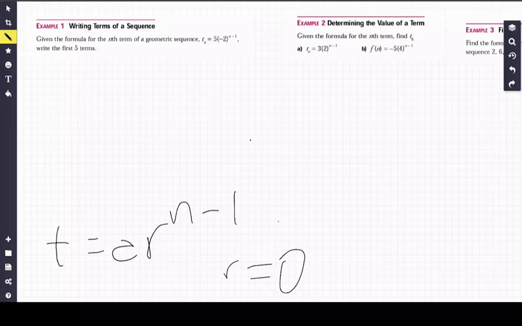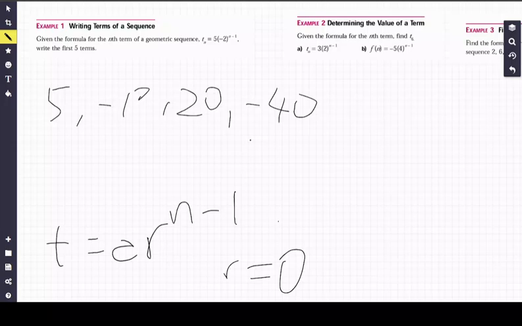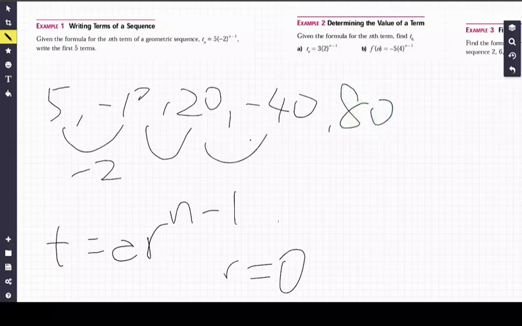Our second term is going to be 5 times negative 2 to the 2 minus 1, which is 1. So 5 times negative 2 is negative 10. And then we're going to alternate again. So the final answer you should have is 5, negative 10, positive 20, and negative 40. The formula works perfectly for this, because our common ratio is always negative 2. We multiply 5 by negative 2 to get negative 10, then multiply by negative 2 to get 20, then negative 40, and then 80, and we can go on and on.